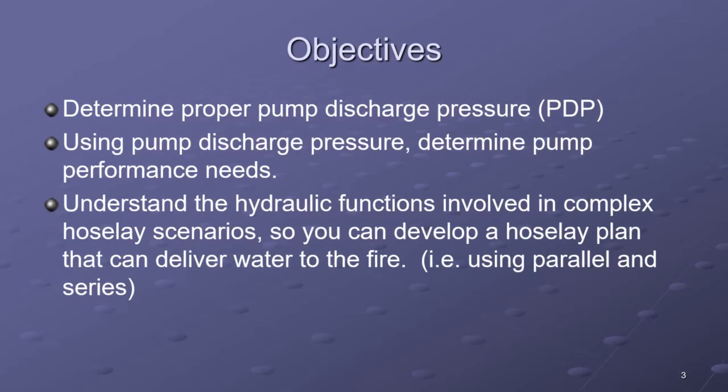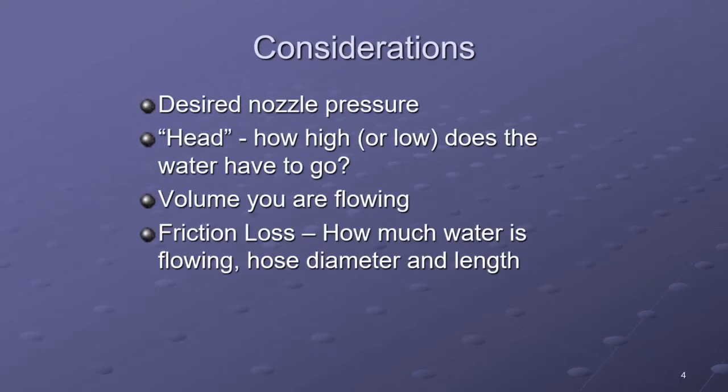So objective wise, this is really for the full course, not necessarily for what we're doing here. And our main piece here, objective wise, will be to refresh you on how to do hydraulics equations. To do this, you are going to need to know what nozzle pressure you want to be using. You need to know what head pressure you are going to have. You're going to need to know the volume you're flowing in each piece of the hose, and from that you can extrapolate friction loss.